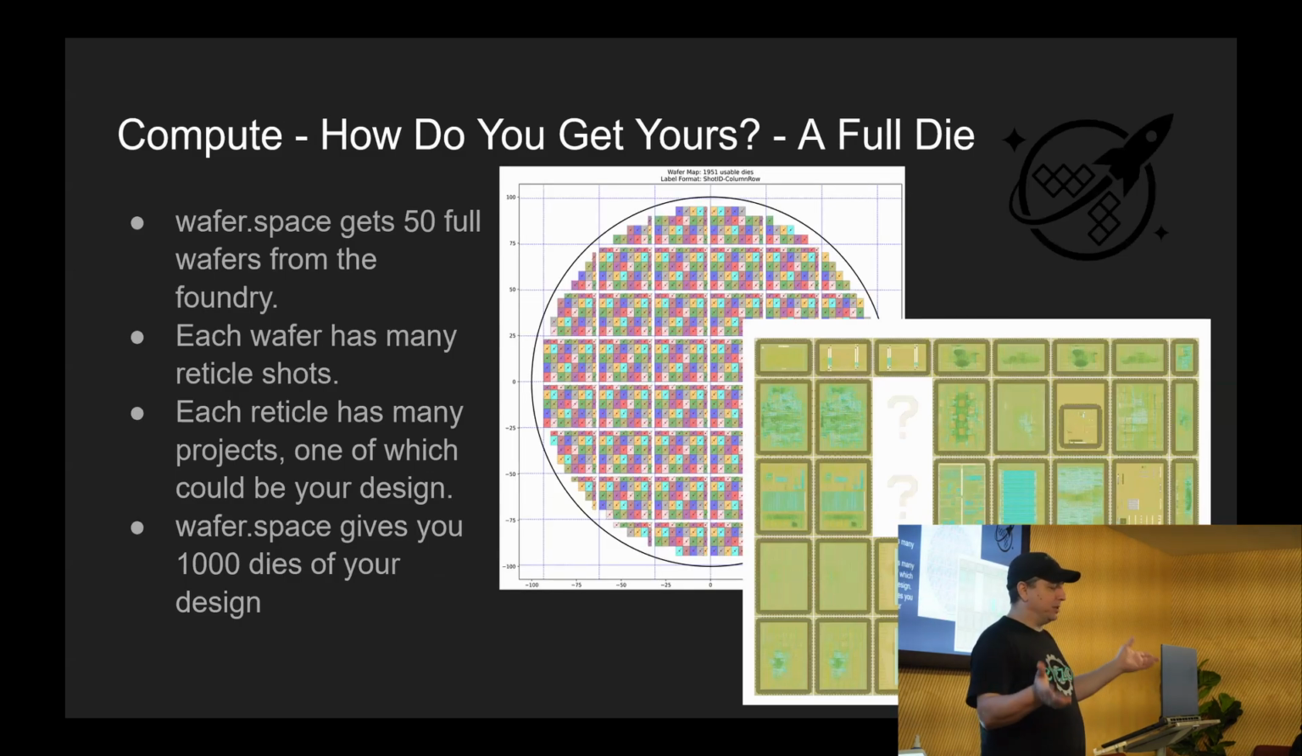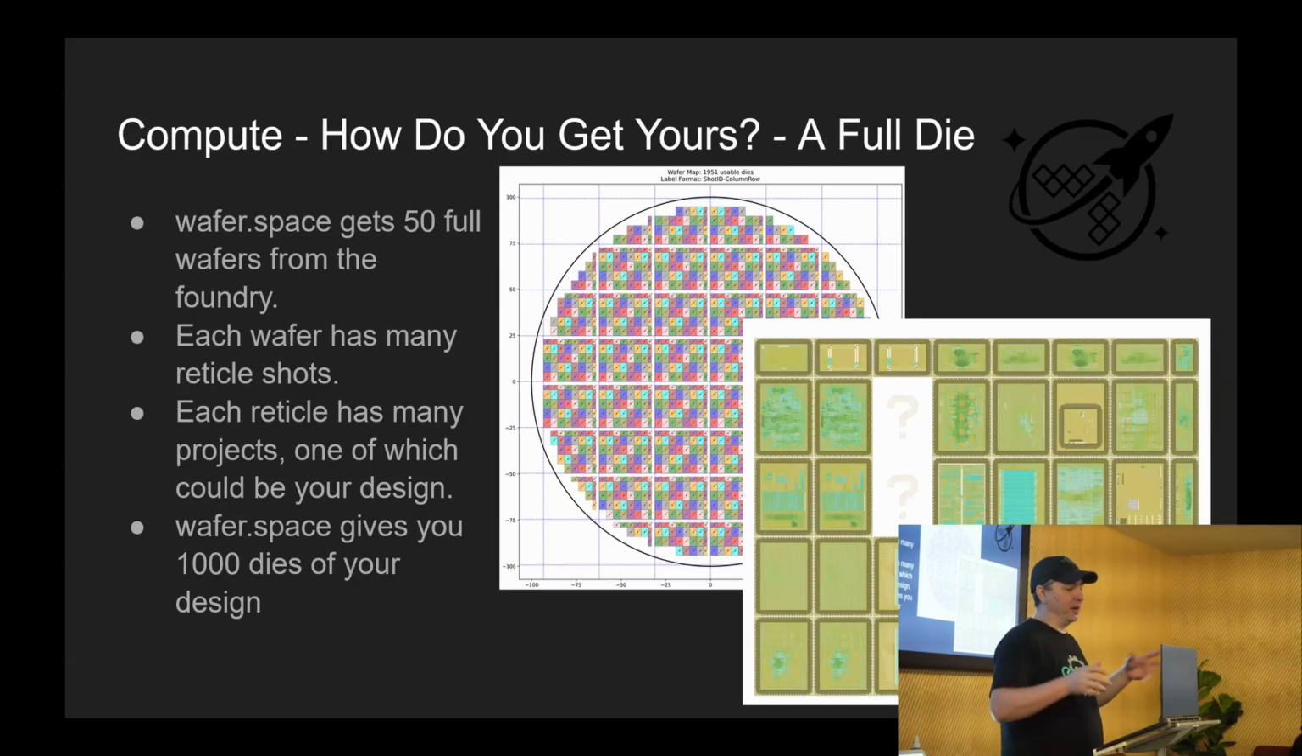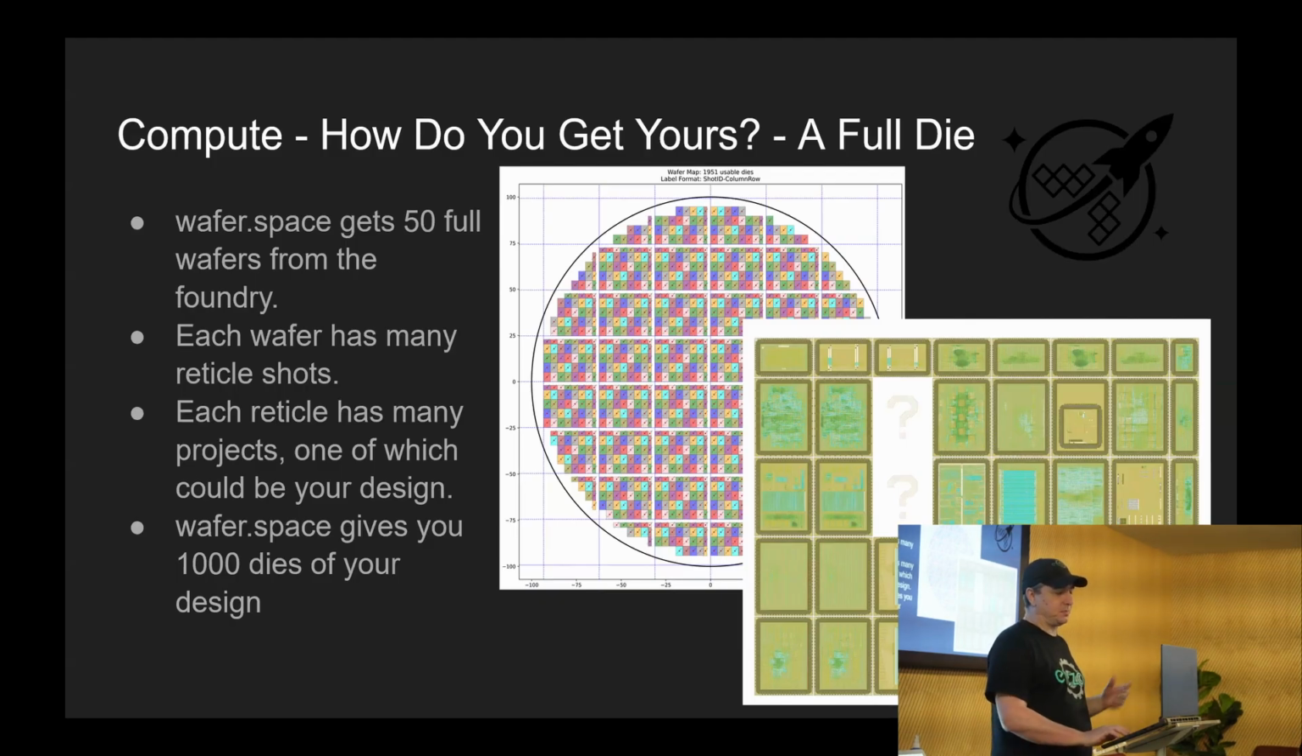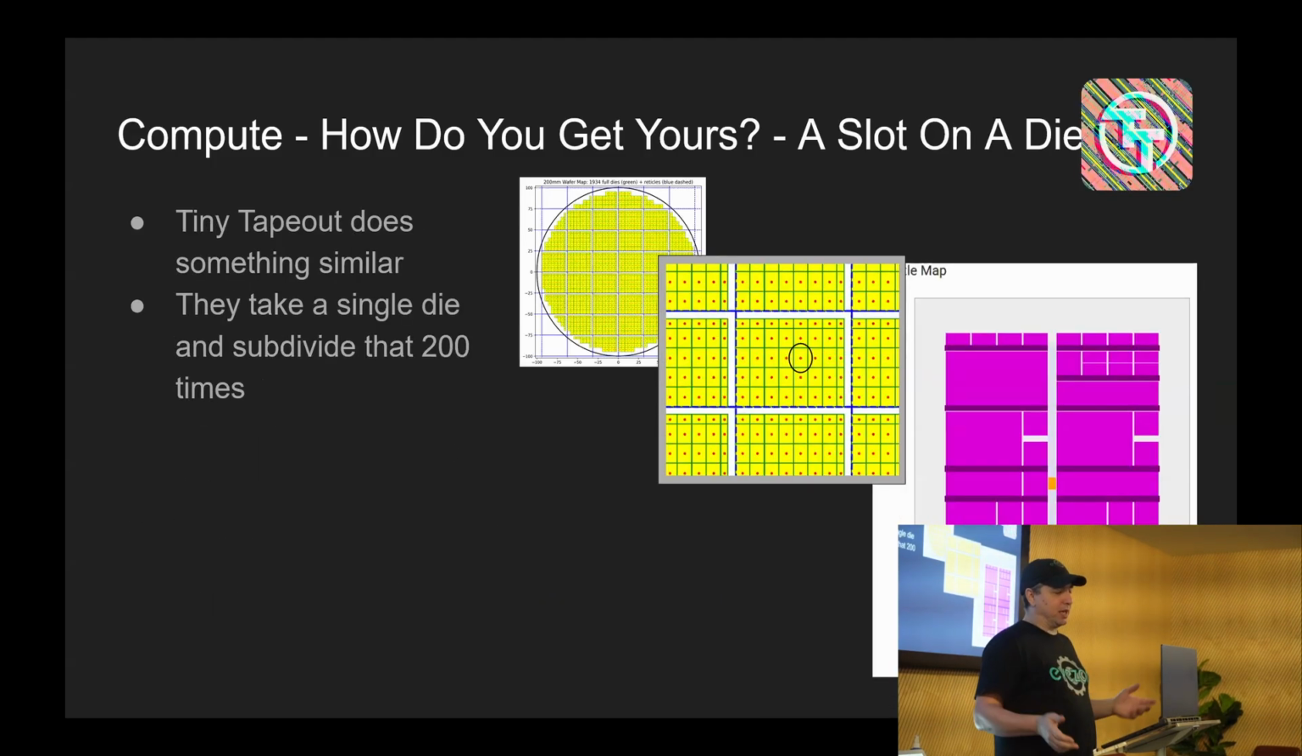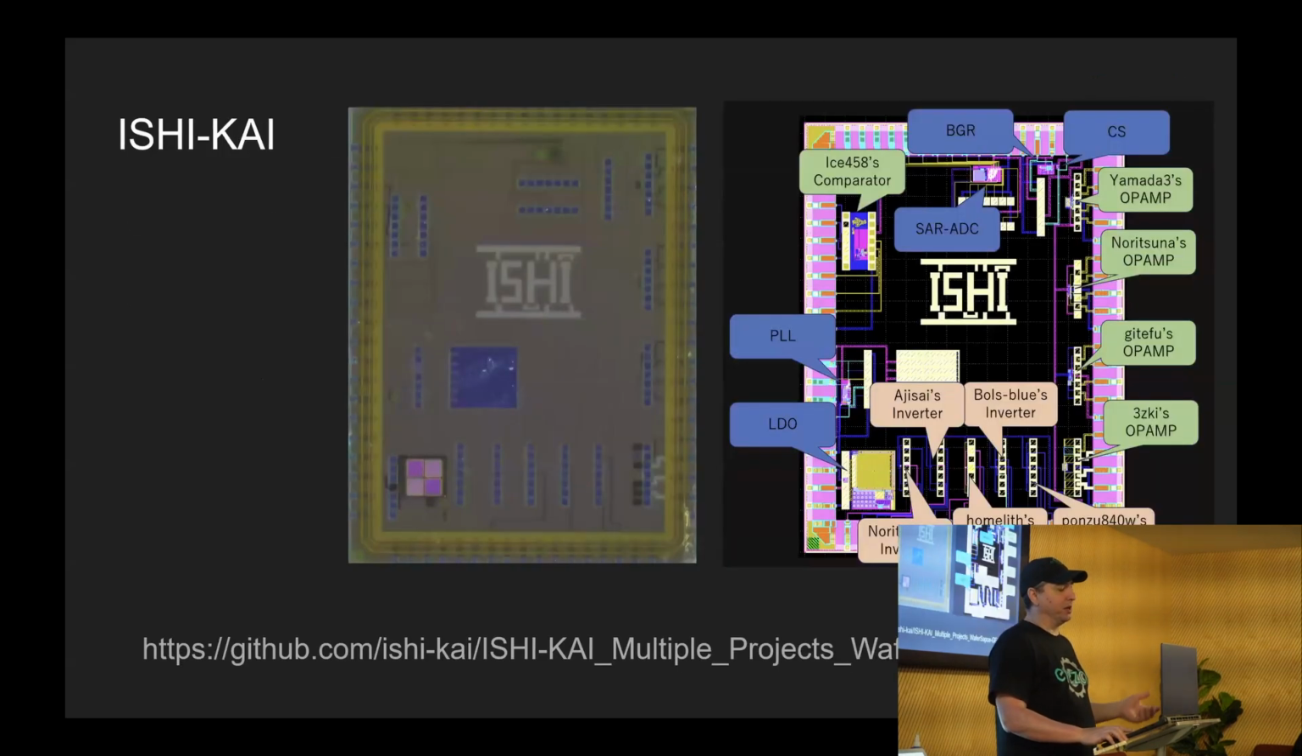The wafer that you saw there, we take 40 people's projects, we throw them on a wafer, and then we get 25 wafers, and everybody gets 1,000 of their chips. So there's all kinds of different designs. There's also tiny tape outs. They take one of the dies and divide that up 160 times so that we can improve access to silicon and designing computers and whatnot.